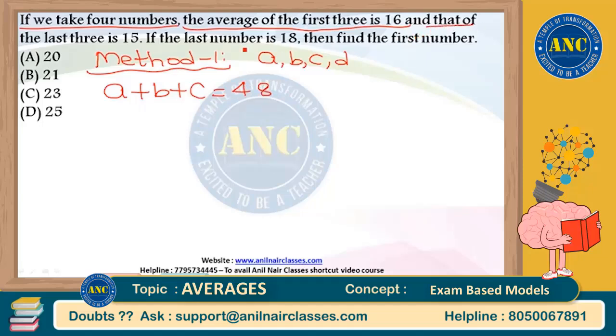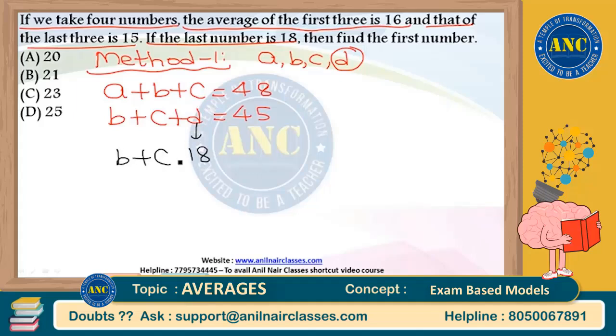And that of the last three numbers is 15. That means the sum is nothing but 15 into 3. It is 45, right? If the last number is 18, D is the last number in my assumption, and they are giving D as 18 in the question. Find the first number. B plus C plus 18 is 45. So B plus C will be equal to 27.